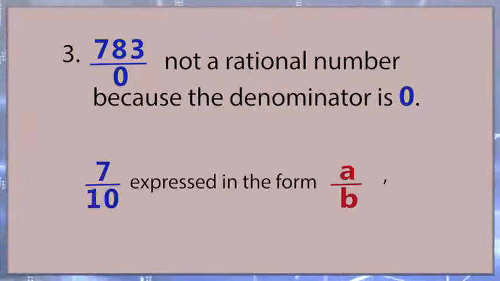The other number, which is 7 over 10, is a fraction. And it doesn't have 0 as the denominator. Good.